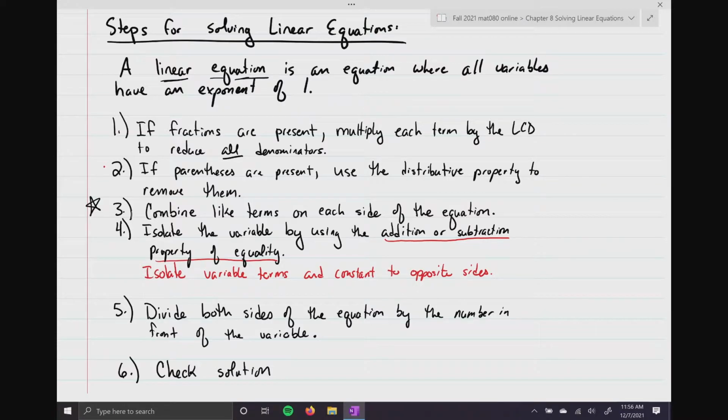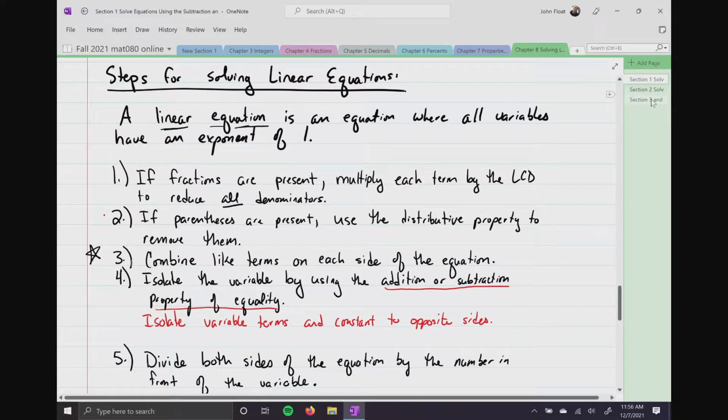Step 5, we're going to divide both sides of the equation by the number in front of the variable. And then step 6 would be just to check our solution. So without further ado, I'm just going to go ahead and do a bunch of examples, and then that's going to be it for this.